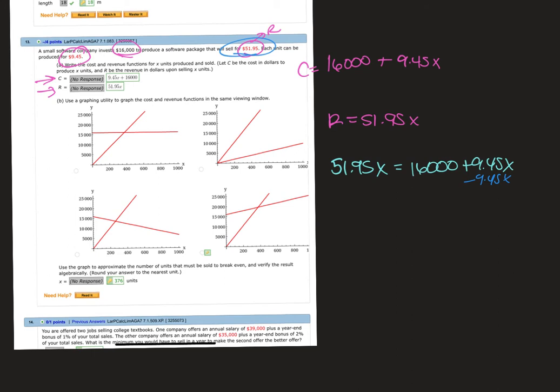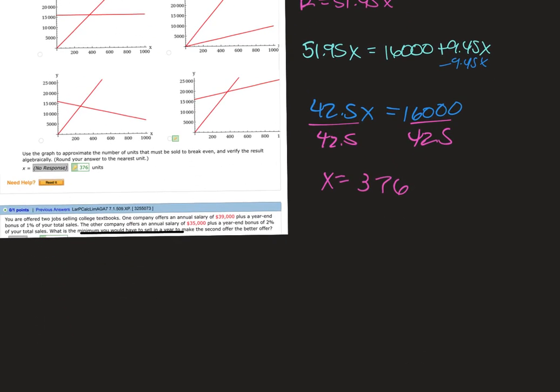Okay, so what I subtract there, 42.5x equals 16,000, and then divide both sides by 42.5. 16,000 divided by 42.5. And it said 376 units. It actually said round your answer to the nearest unit. Normally on a break even, we round that up, because this is 376.4, it actually would be rounded up.